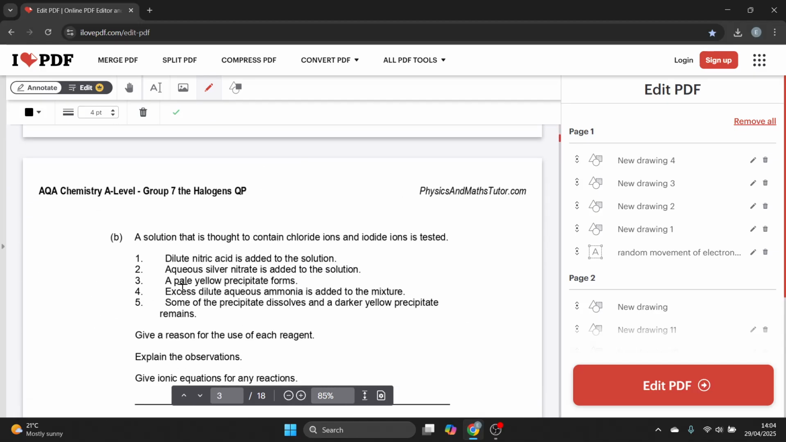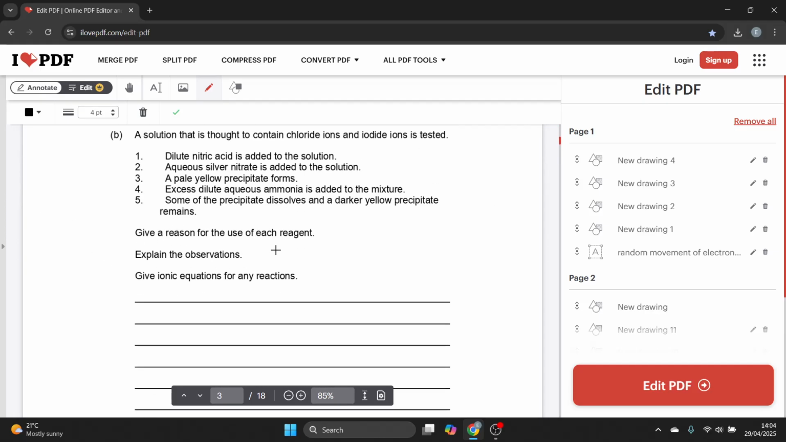Solutions thought to contain chlorides and iodides are tested. Give a reason for the use of each reagent, explain the observations, and then give ionic equations for any reactions.